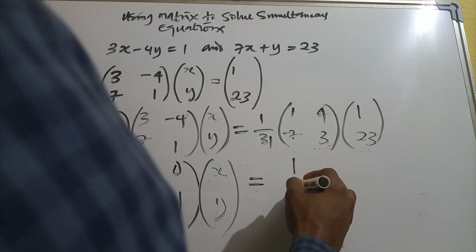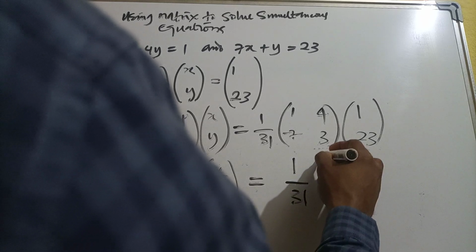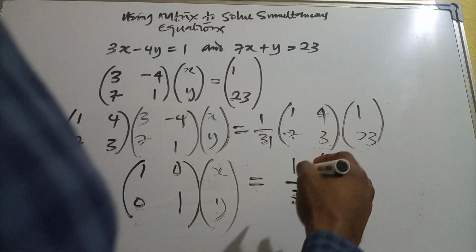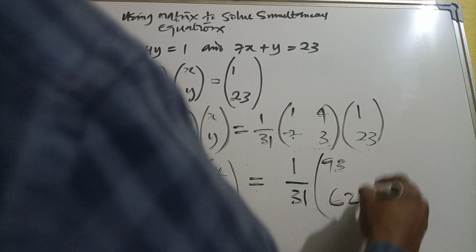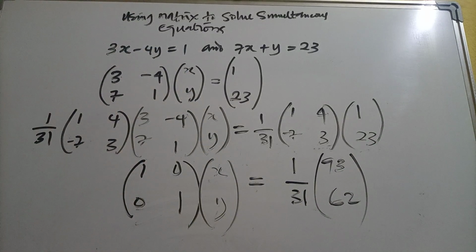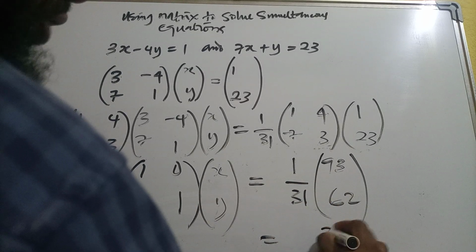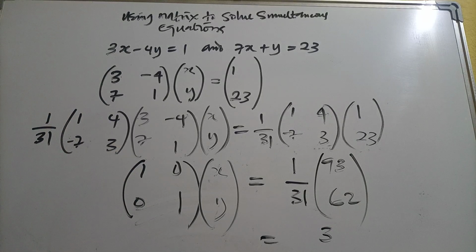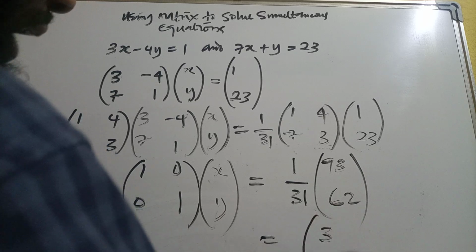I am going to arrive at 1 over 31 times the column matrix 93, 62. Then 1 over 31 times 93 will give me 3, and 1 over 31 times 62 will give me 2. So I am going to have this.